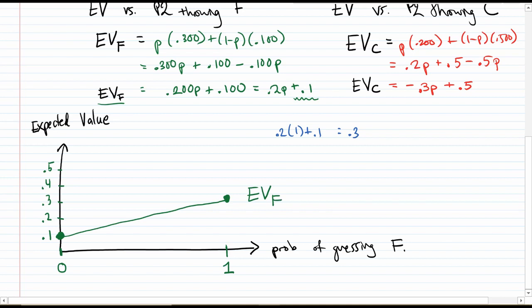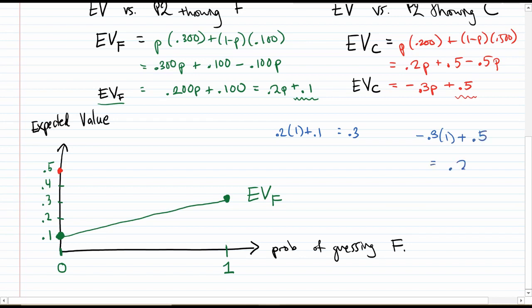And it makes sense that this line is sloped upwards, because what this is saying is that the more often I guess fastball, the higher my expected value will be against the pitcher throwing a fastball. And that just makes sense, because I'm trying to guess correctly. So if I guess fastball more often, I'll do better when the pitcher throws a fastball. Let's look at the expected value for the curveball line. So it has a y-intercept of 0.5. And when I plug in 1, I get negative 0.3 plus 0.5.